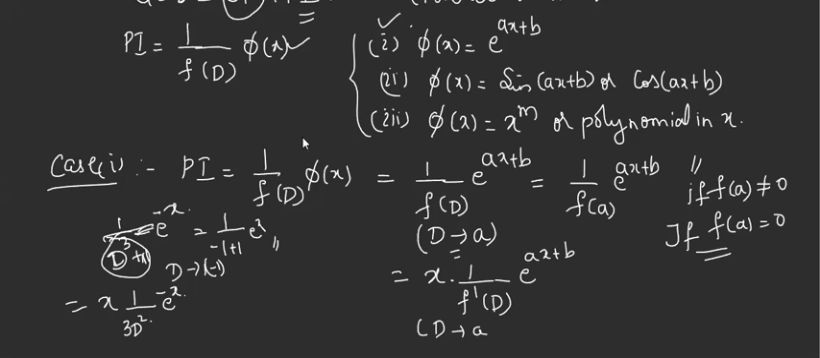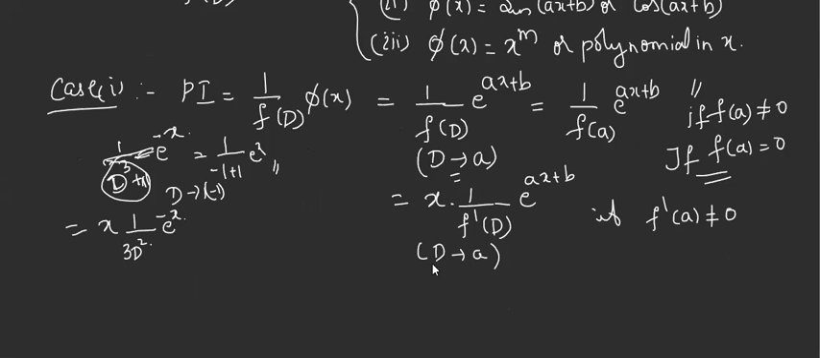What may happen again? f dash of a may be 0, may not be 0. If it is not 0, replace it. Here, just see now, if I replace d by minus 1, is it 0 or not 0? Not 0. So replace it. That is your answer.